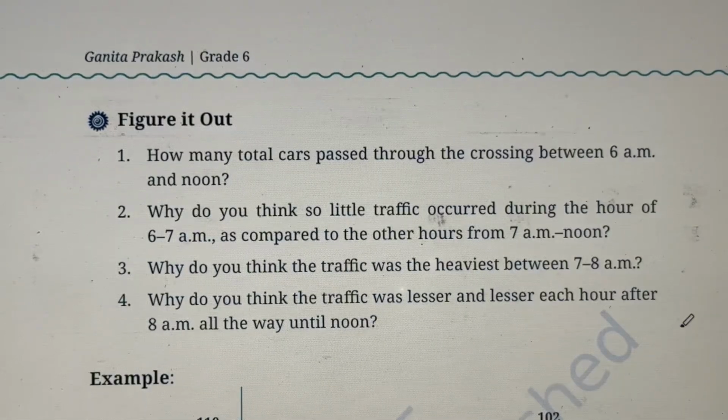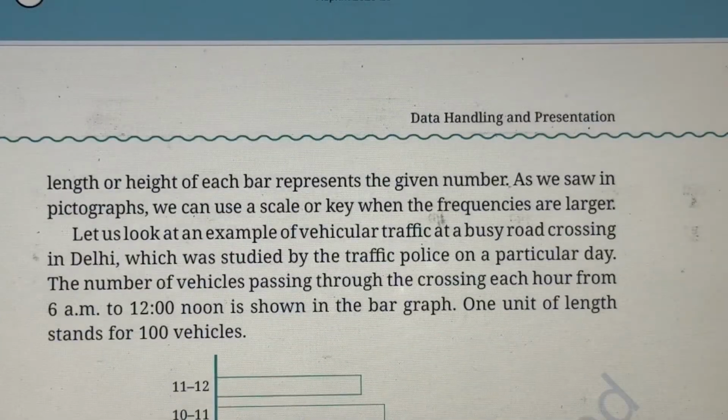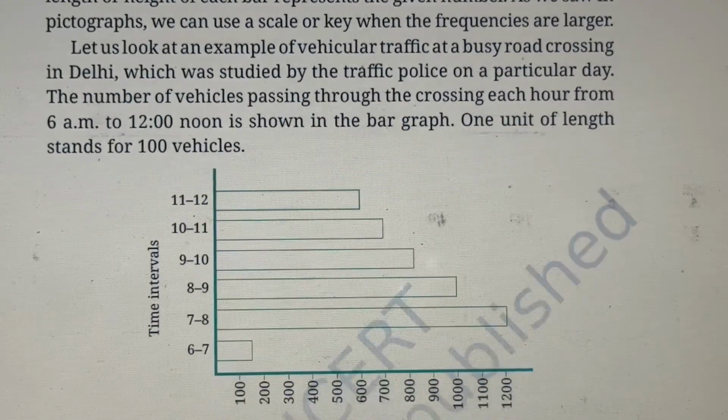So the first question is, how many total cars pass through the crossing between 6 a.m. to noon? They have asked from 6 a.m. to noon. Let us go back to the graph again. We will find out for each hour and then we just add them.